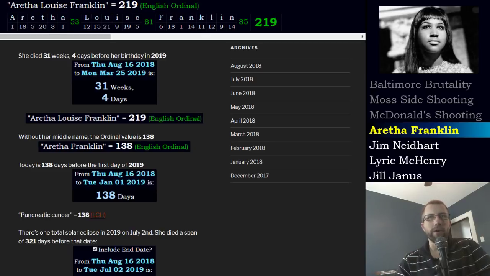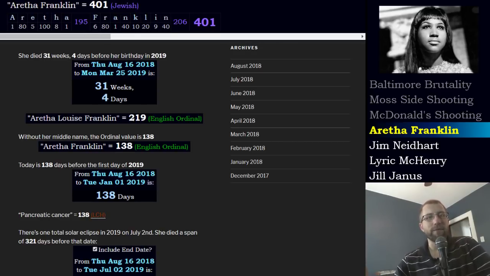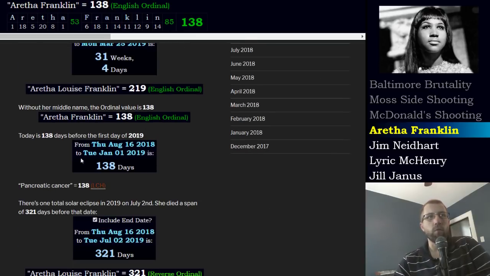Now, her name in ordinal sums to 219. The word feminism equals 219. Of course, Aretha Franklin credited with empowering black women all over the world, and hopefully all women as well. Now, she died shortly before the year 2019, right? So if you measure from the date of her death to the first day of 2019, you find it's exactly 138 days. Aretha Franklin sums to 138.